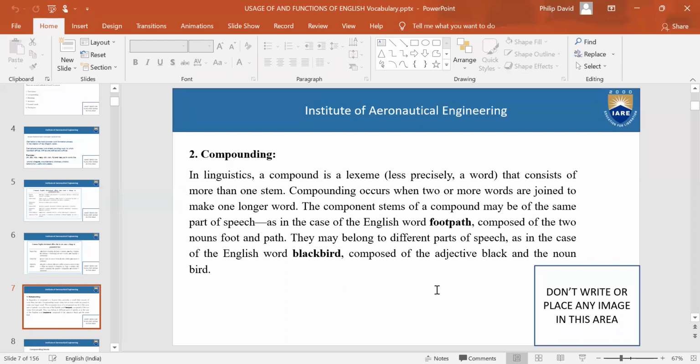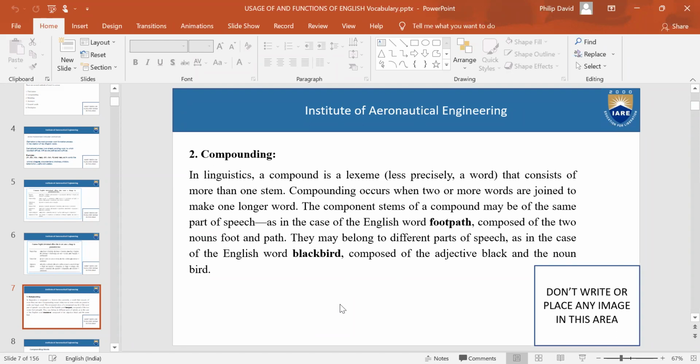Compounding. All right, so the second way of forming new words is compounding. In linguistics, a compound is a lexeme, less precisely a word, that consists of more than one stem. Compounding occurs when two or more words are joined to make one longer word. The component stems of a compound may be of the same part of speech, as in the English word footpath, composed of two nouns, foot and path. They may belong to different parts of speech, as in the English word blackbird, composed of the adjective black and the noun bird.